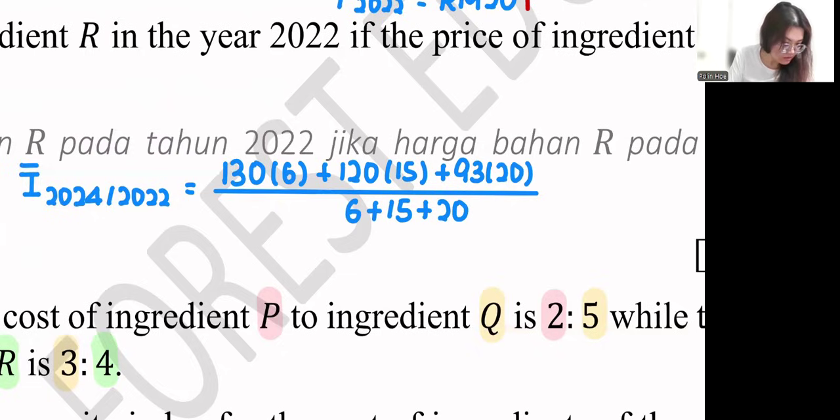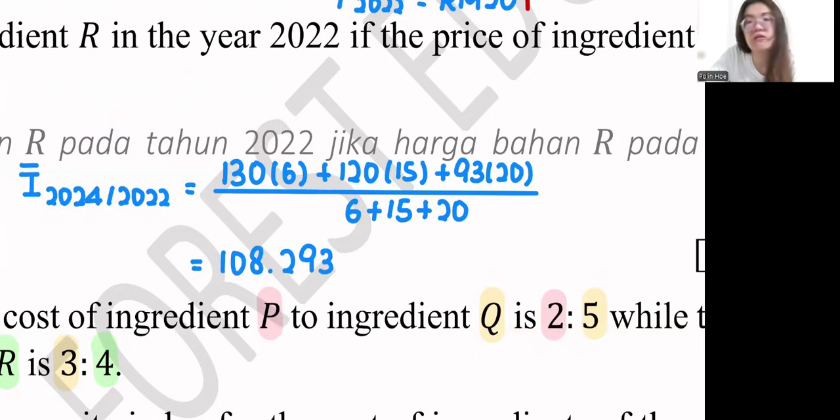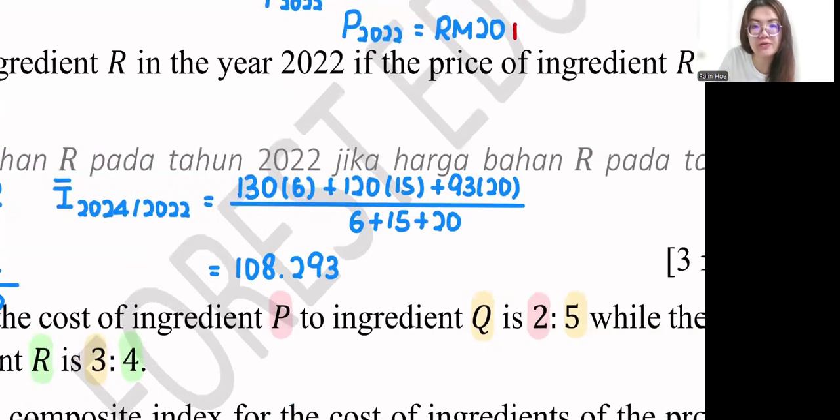108.293. Why did I write like this? Teacher, I thought it was 4 significant figures. You read the question again.